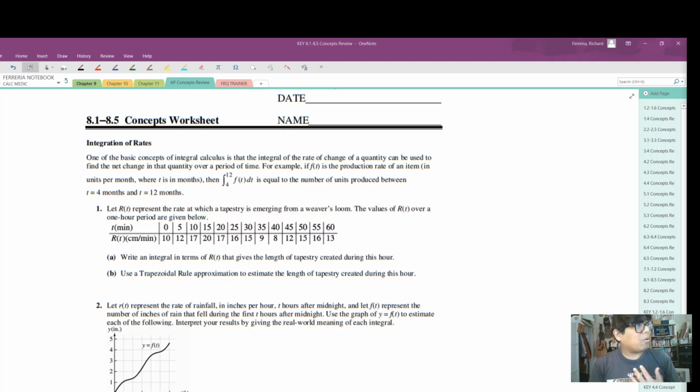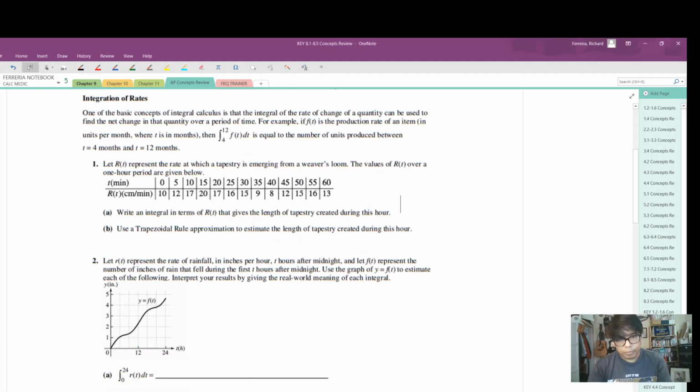Number one says that R is the rate at which a tapestry is emerging from a weaver's room, and the values of R over a 1 hour time period are given as follows. So you have this nice table of values. The thing I'm looking for now is a rate, because we haven't set any rates yet. Looking at what I see, t is in minutes, over here on this side. And the really important part for me is this one right here, centimeters per minute.